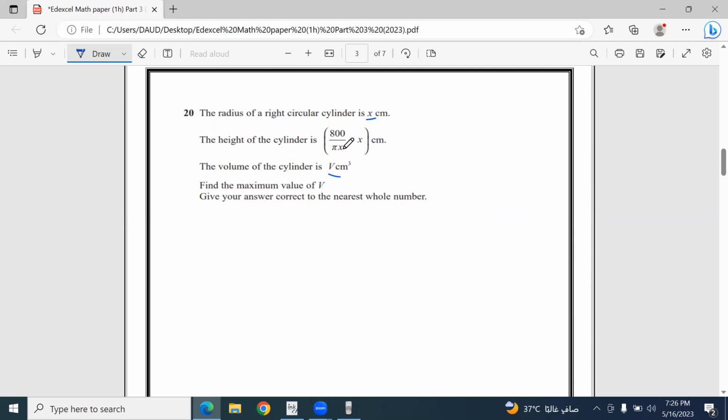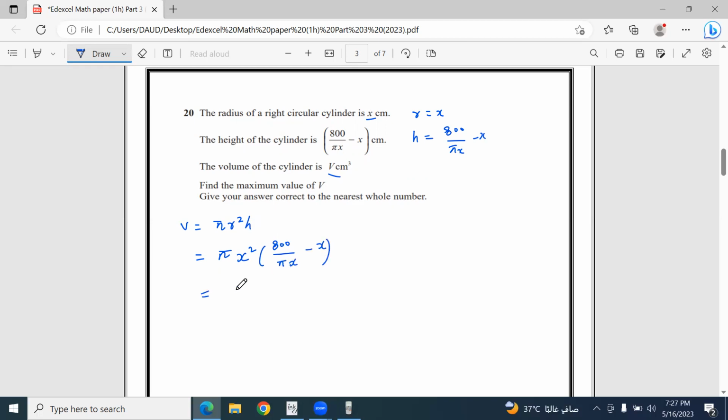So remember that the radius is x and the height is 800 over pi x minus x. So this is the radius and this is the height. We know that the volume of a cylinder formula is V equals pi r squared h. So I will replace the values of r and h here. r is x, so x squared, and the height of the cylinder is 800 over pi x minus x.